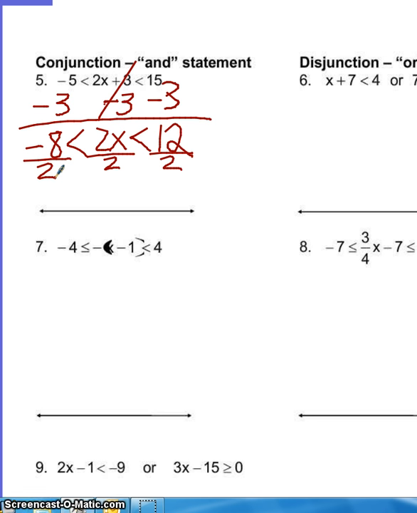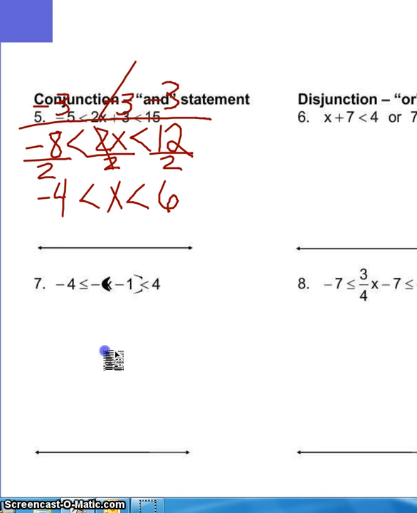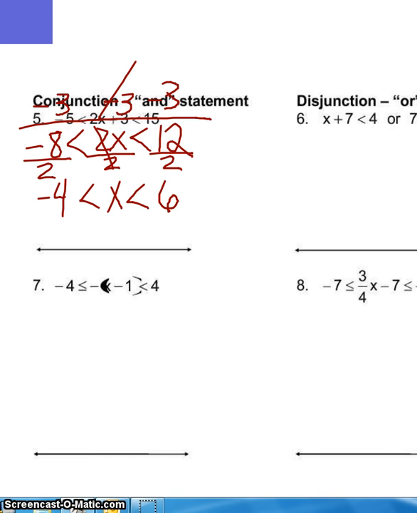So in the middle now I'm left with x. 12 divided by 2 is 6, and negative 8 divided by 2 is negative 4. So now I need to graph this. I know all of my x's are going to be in between negative 4 and 6, right? So I have a negative 4. I want to see where your negative 4 is on your graph. Be patient with me. There we go. I know 0 is about here, and then I know 6 is about over here, correct?